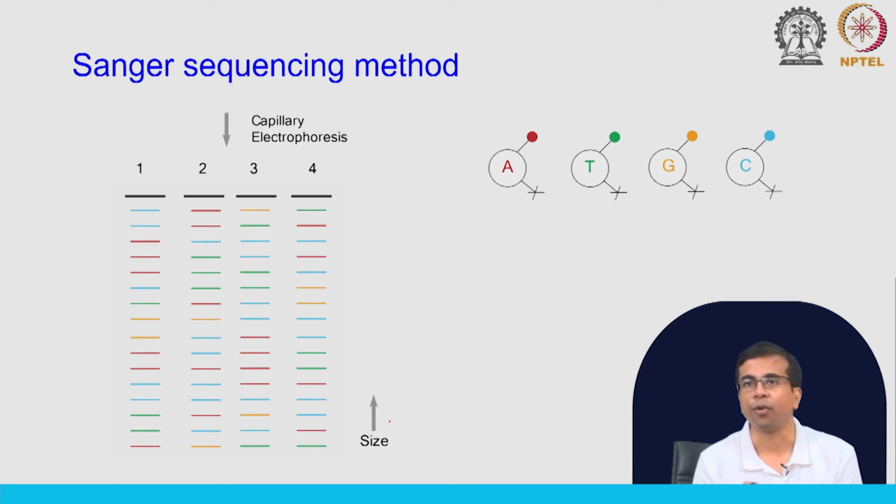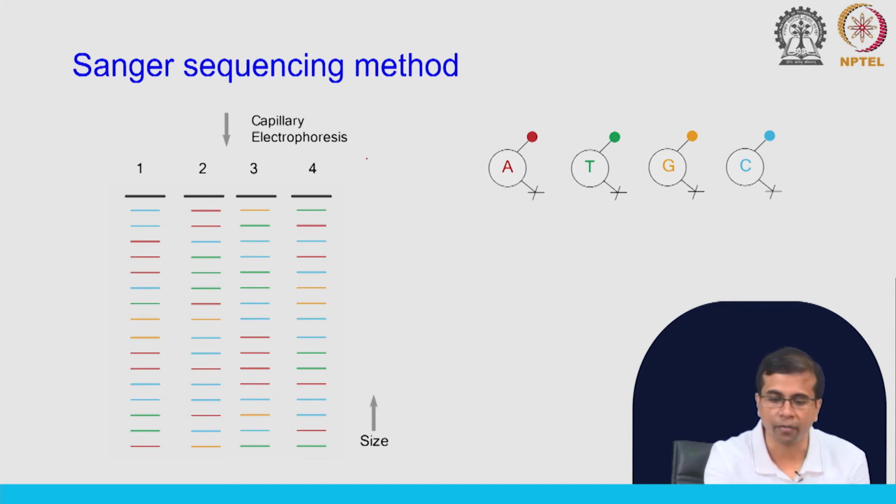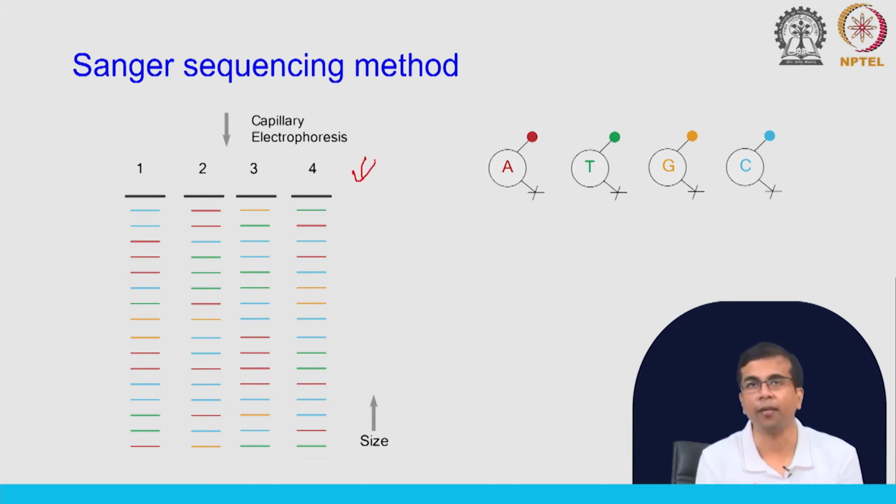The smaller fragments will run faster through this electrophoretic medium and the bigger fragments will run slower. So, if you are running from this direction, after some time the smaller fragments will come down here and the bigger fragments will remain here. Now, once these fragments are separated, we can read the fluorescence signal of each of these fragments.